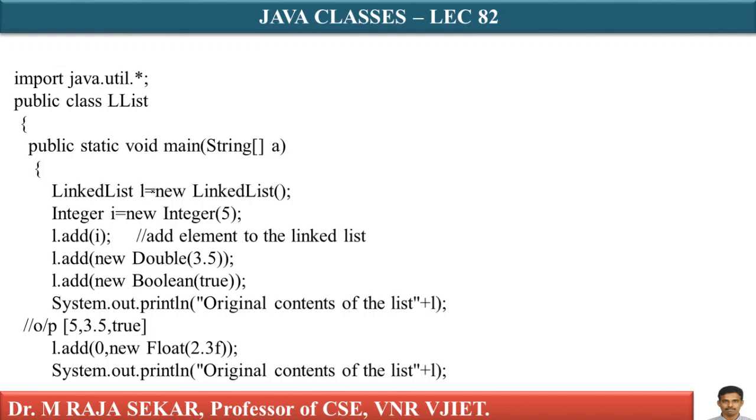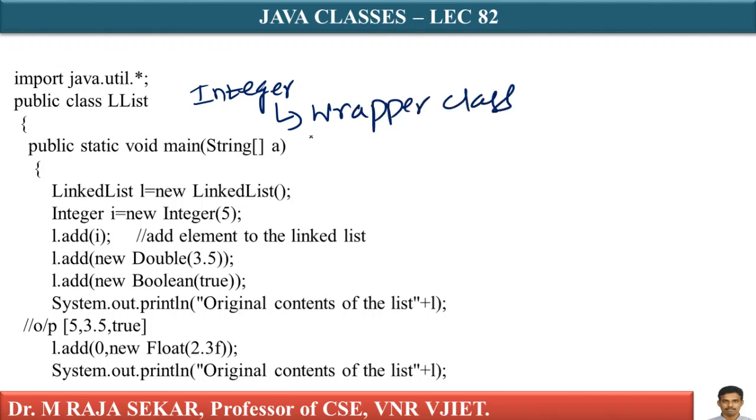What does it mean? I am creating an object. Integer i equal to new Integer. Here you have to understand what this Integer is. I will discuss this type of classes. Integer is a wrapper class. For the time being, just understand Integer is a wrapper class for int. So logically, you would need to create a new Integer like this: Integer i equal to new Integer of 5.